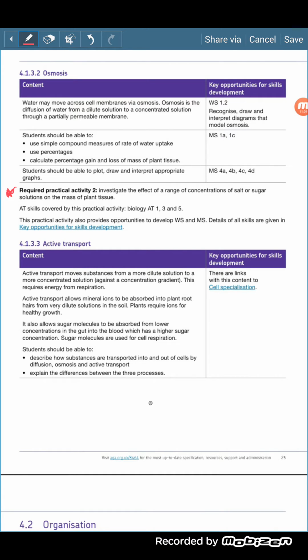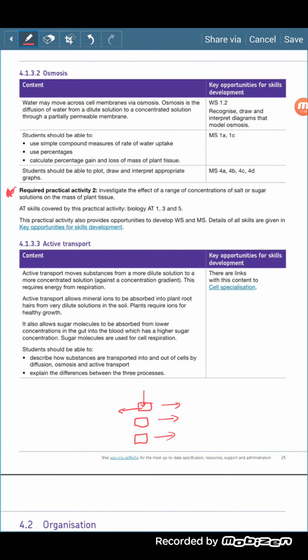So you may remember we took little sections of potato and then we put them into different concentrations of sugar solution, and the question is, would osmosis cause the water to enter the potato or for water to leave?